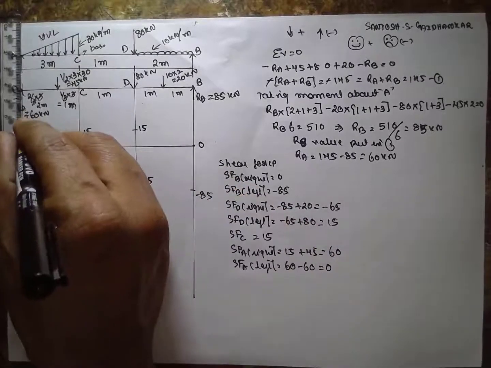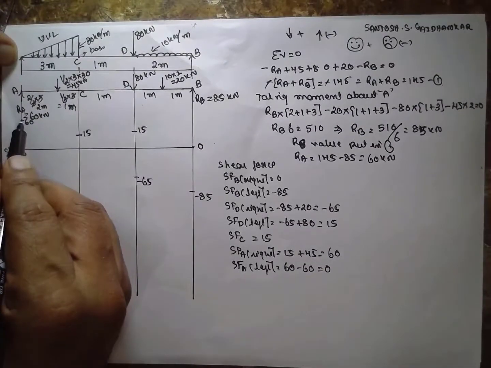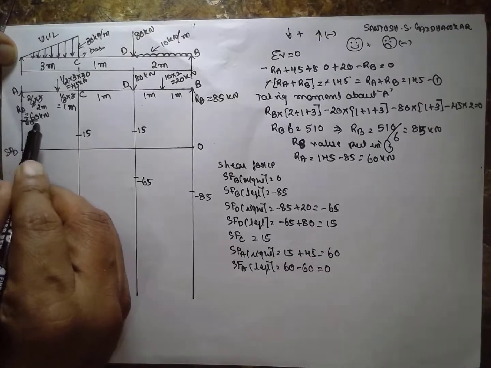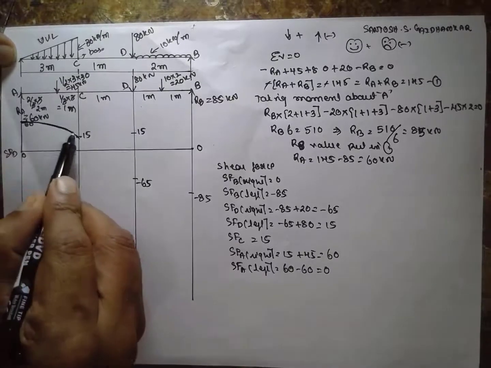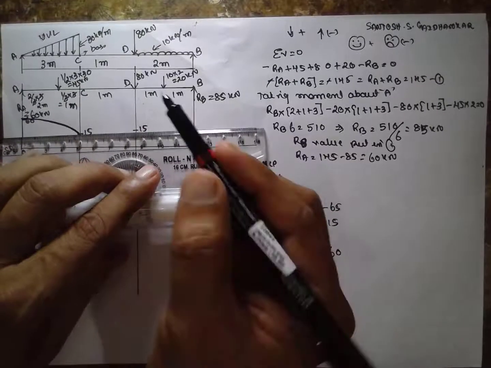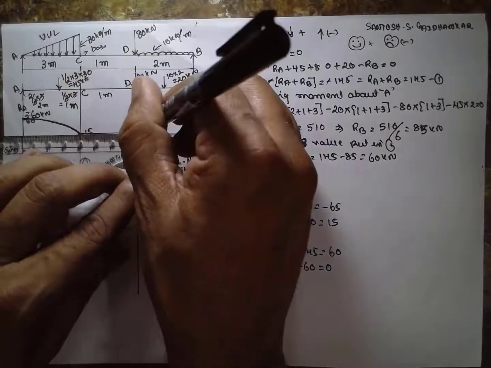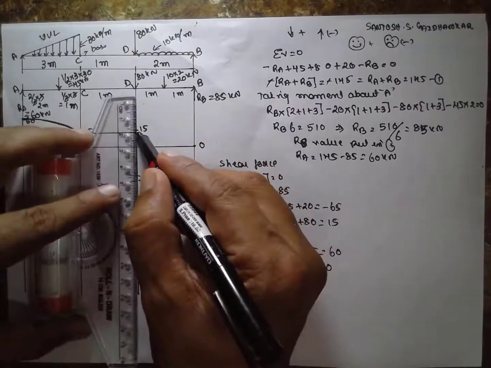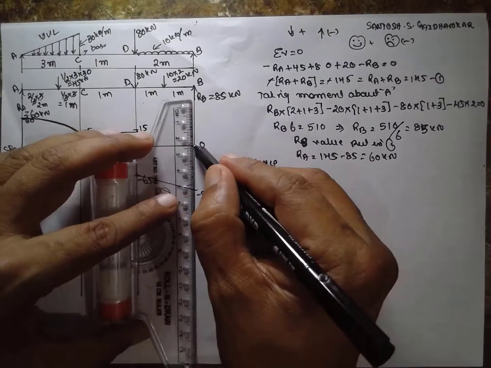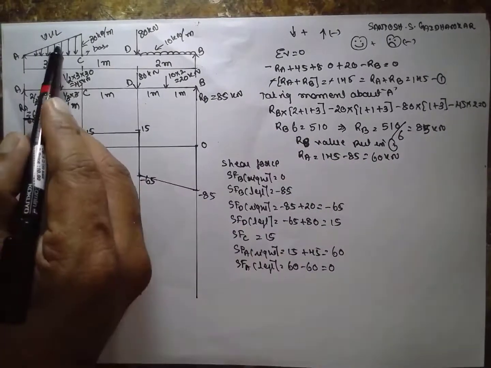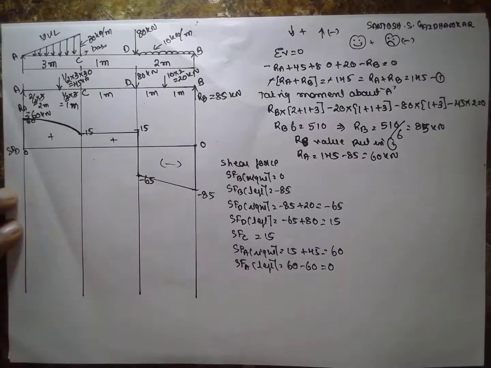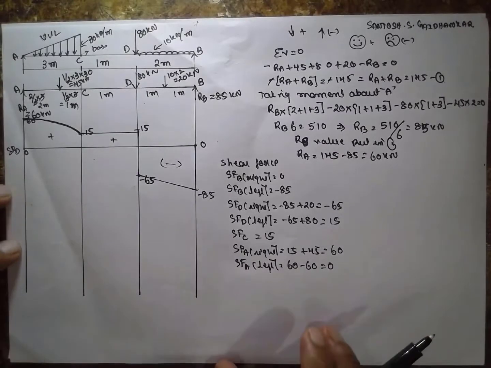As it is UDL, a parabola, it is decreasing now. You have to write it in this way, this is the parabola you have to draw. Next, there is no load, so a straight line. For UDL, an inclined line. For UVL, a parabola, negative, positive, positive. Now we are finding the bending moment diagram.